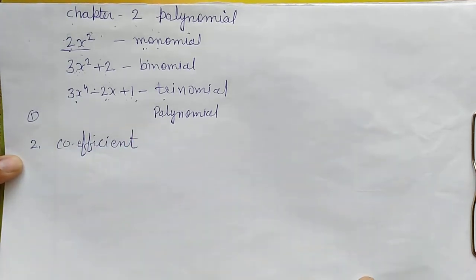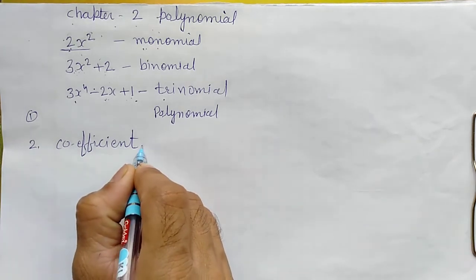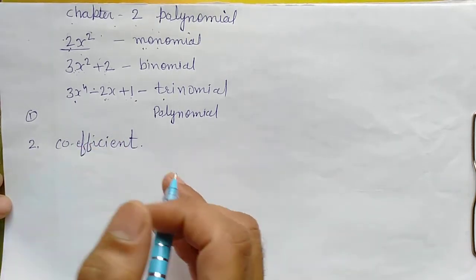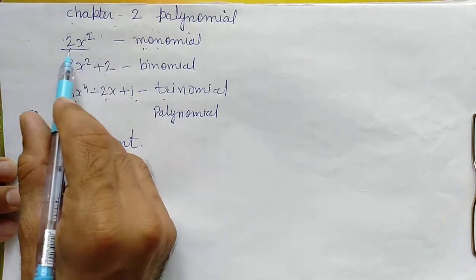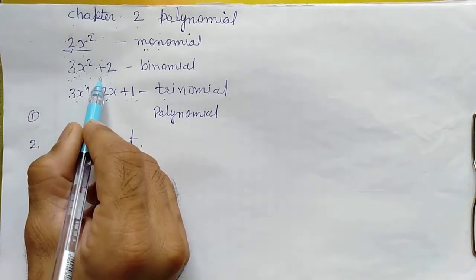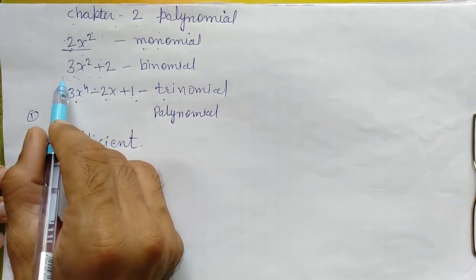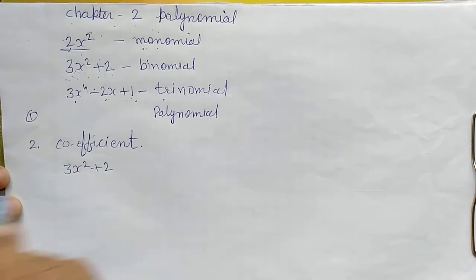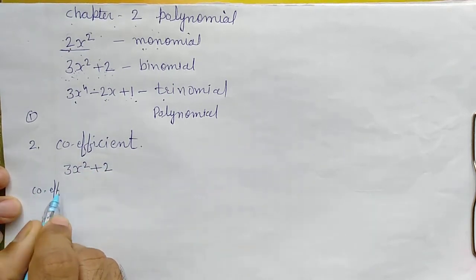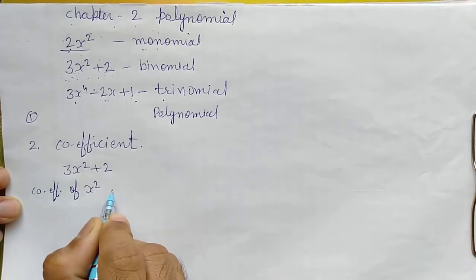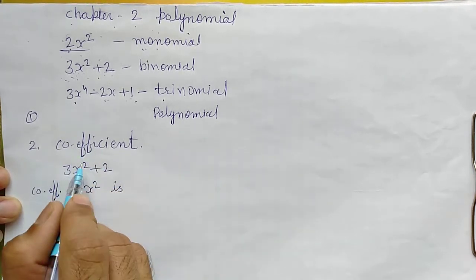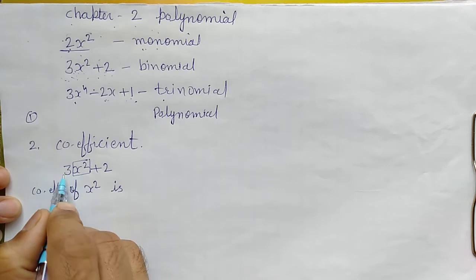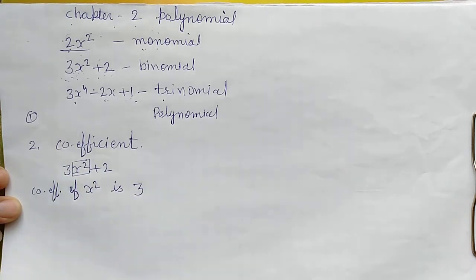Coefficient. What are coefficients? Coefficients are just the multiple in an expression, right? Coefficient, what is asked, according to that only. Like in this expression, can you see 3x square plus 2? In this one someone asks what is the coefficient of x square. So we have 3x square plus 2, and we have asked about the coefficient of x square, so leave this x square. What is left? 3 is the coefficient.